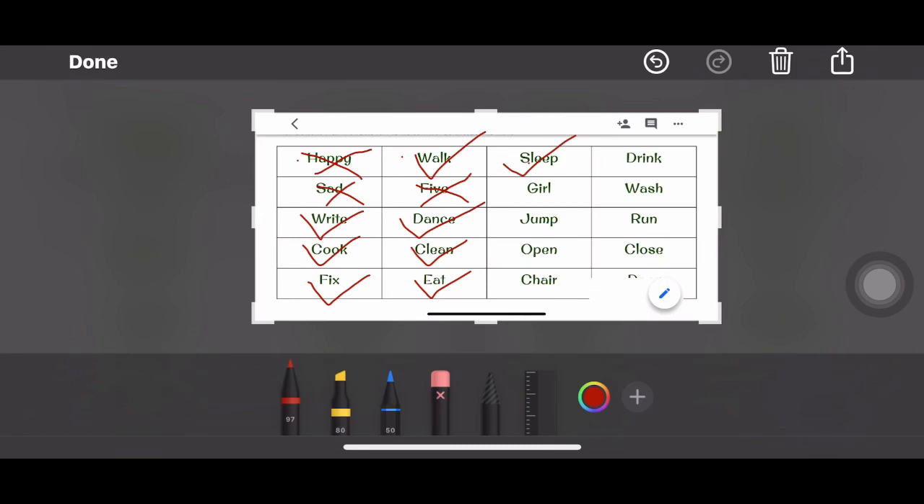It's an action. Oh, this one, this girl. Is this an action? No, it's not an action. So it's a cross. It's not a verb. How about jump? Is this a verb? Yes, it is a verb. Open the door. Open. Yes, it is a verb. Chair. Is this an action? It is not. It is what? Noun. So it's not a verb.